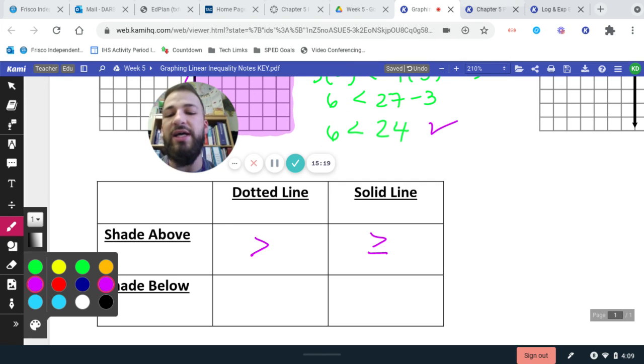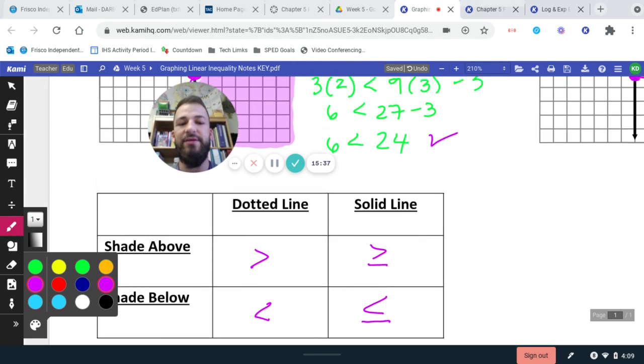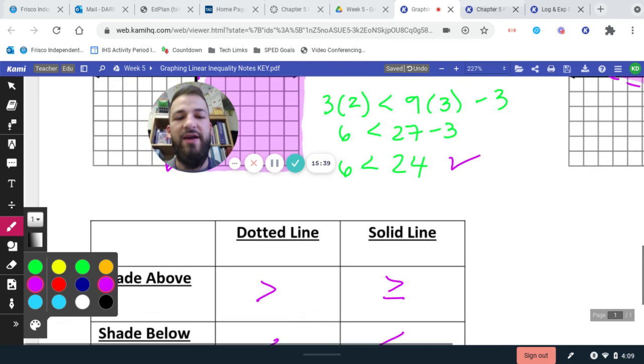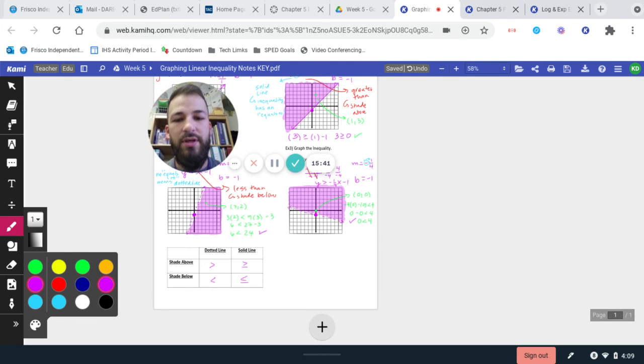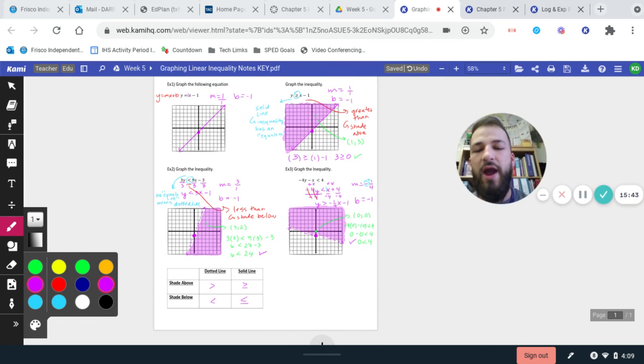Shade below with the dotted line is going to be our less than sign. Shade below but with a solid line is going to be less than or equal to. So just a reminder, solid line is the equals to, that extra line underneath. Dotted line is just the less than or greater than. Shade above is going to be your greater thans. Shade below is going to be your less thans. All right, and that covers in its entirety graphing inequalities.